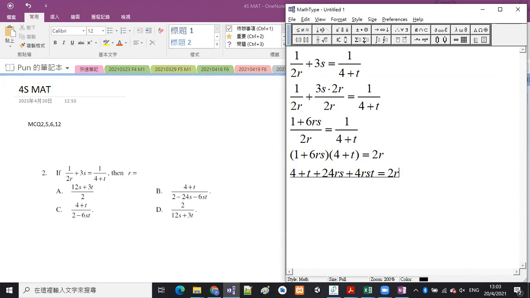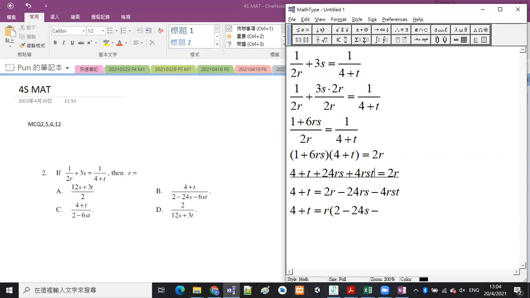The R terms move to the right. Okay, so that is like this. 4 plus T keep on the left, and then 2R minus 24RS minus 4RST. It's like this. So all the R terms are on one side now. I can take out the common factor R. So 4 plus T equals R times 2 minus 24S minus.